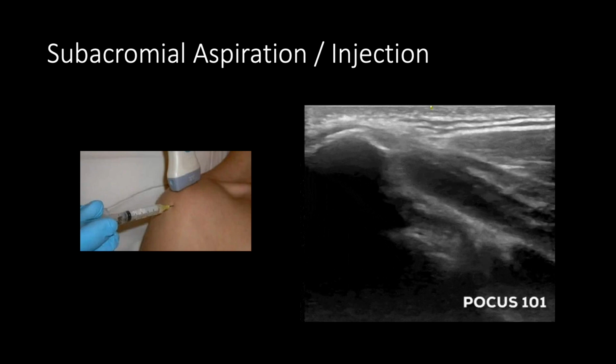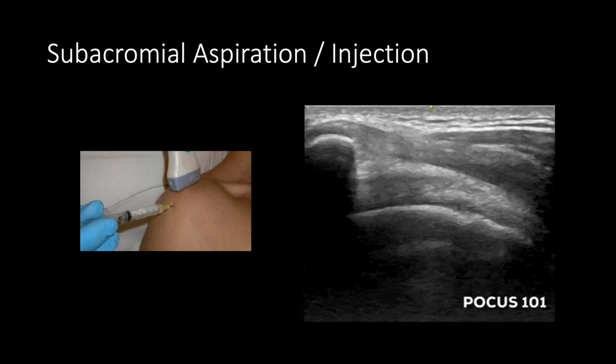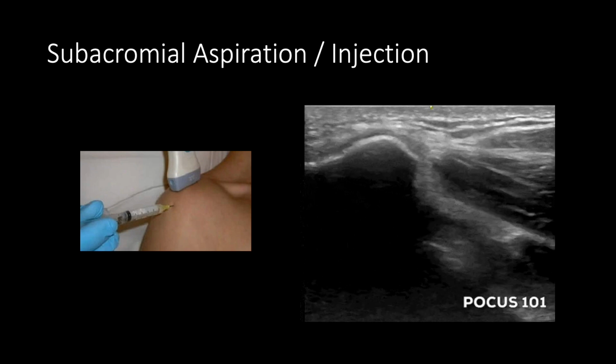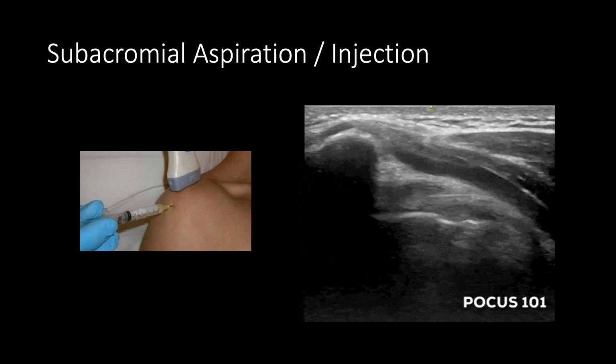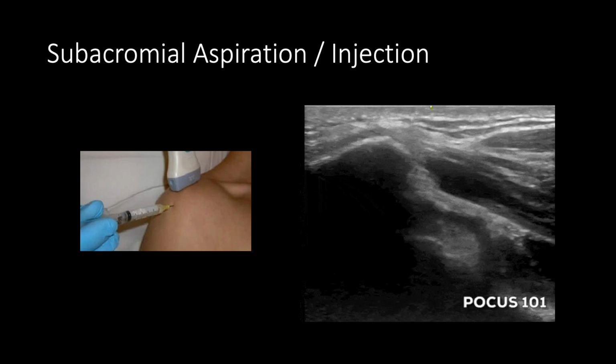And then lastly, the subacromial aspiration or injection. This is the one that I do most commonly because rotator cuff pathology is just so prevalent in our clinic system and in patients in general. For this one, I usually use a lateral in-plane approach.